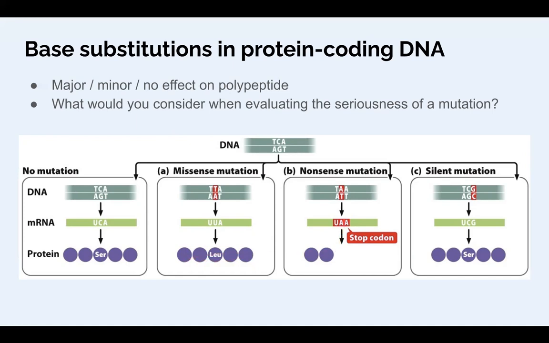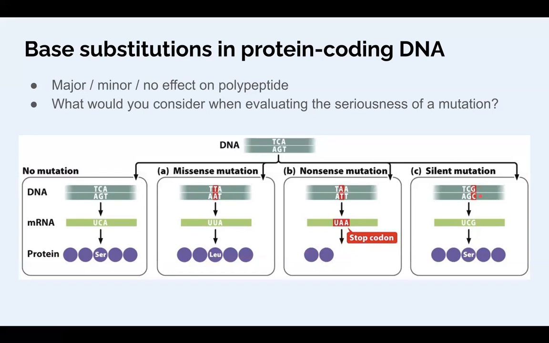Here's a case where something could be more drastically changed. TCA in the normal case now turning into TAA becomes UAA, and UAA doesn't encode an amino acid, it's actually a stop codon. So whatever the protein is as it's being made, at this point it would stop being made. A very extreme change to the resulting amino acid sequence. And that's called a nonsense mutation. So missense turns one amino acid into a different amino acid, nonsense mutation turns an amino acid coding codon into a stop codon.